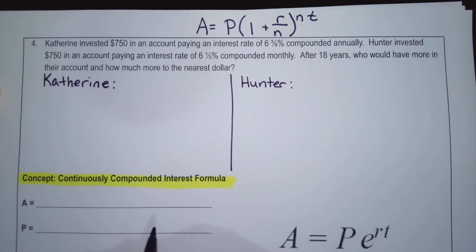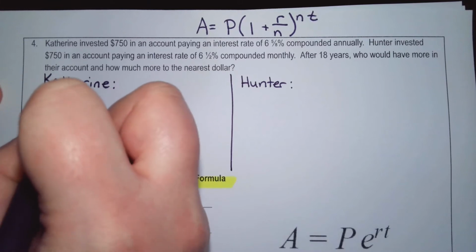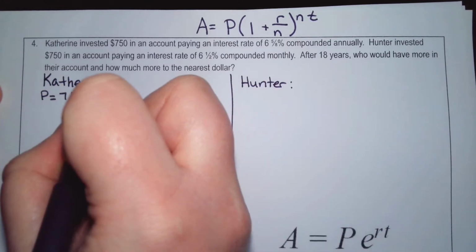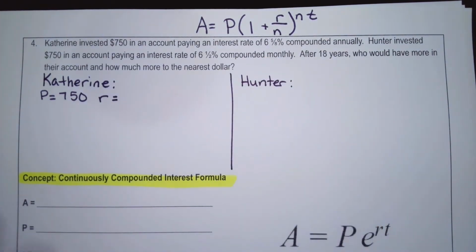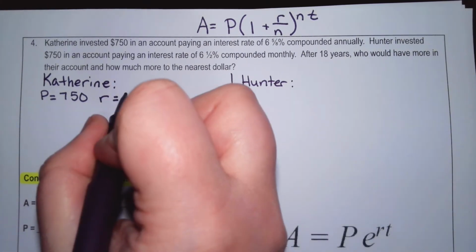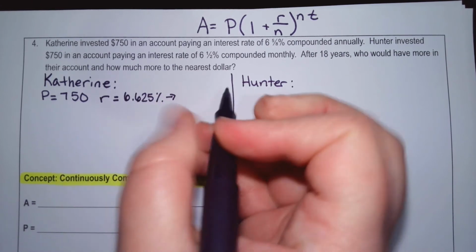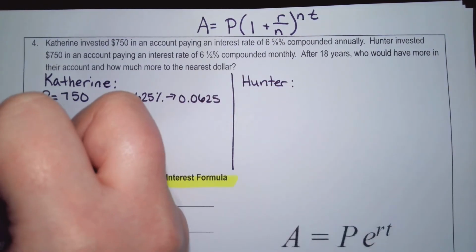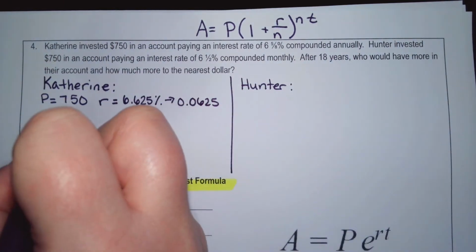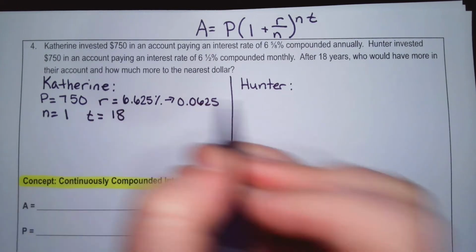So Catherine, we have a starting amount of $750. We have a rate. Now, this 5/8 I'm going to convert to a decimal because nobody's got time for fractions. So this is going to be 6.625%, which is 0.06625. N compounded annually is 1, and then T is 18 years.